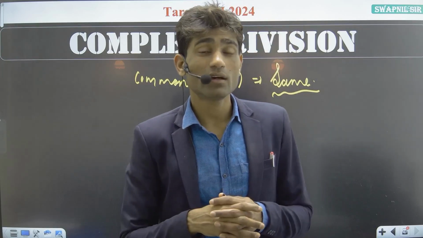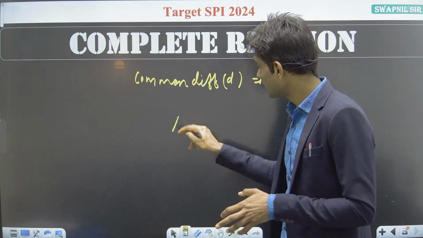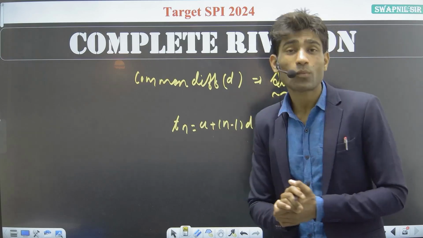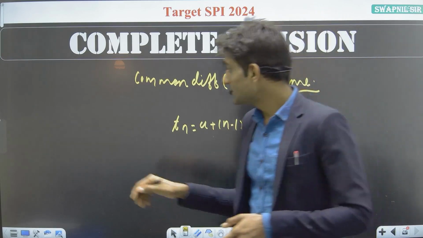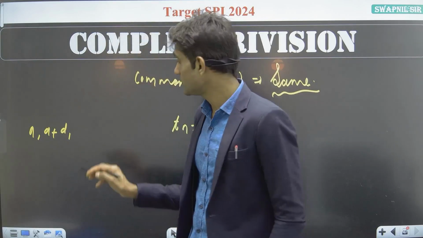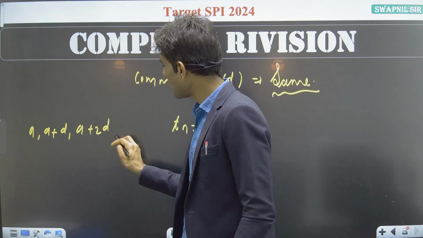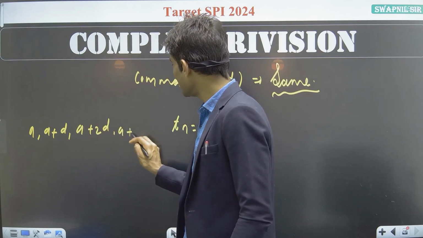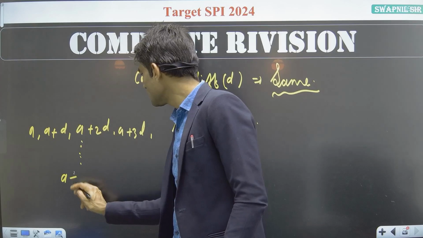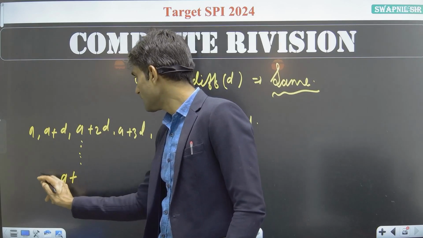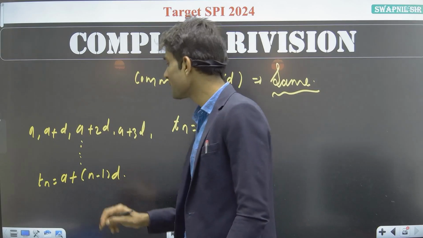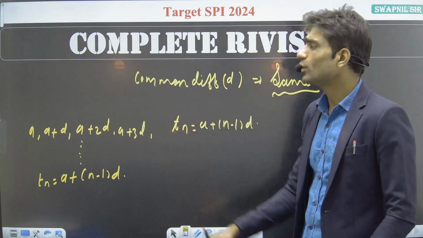After that, we learned the nth term of an arithmetic progression, Tn, which is equal to A plus (n minus 1) times D. We have seen A as the first term, A plus D as the second term, A plus 2D as the third term, A plus 3D as the fourth term, and so on. The nth term we wrote as A plus (n minus 1) times D.